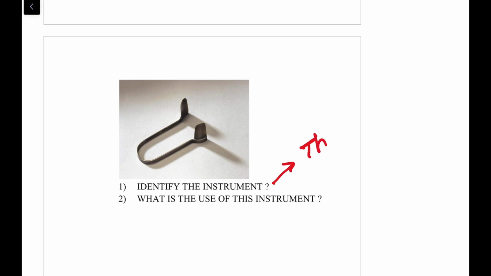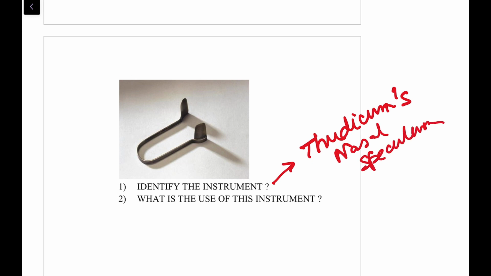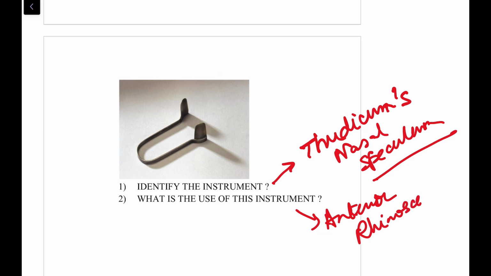So this is a Thudicum's nasal speculum. So what is the use of this instrument? You have to write anterior rhinoscopy. Here you may be asked what structures you can see by anterior rhinoscopy.